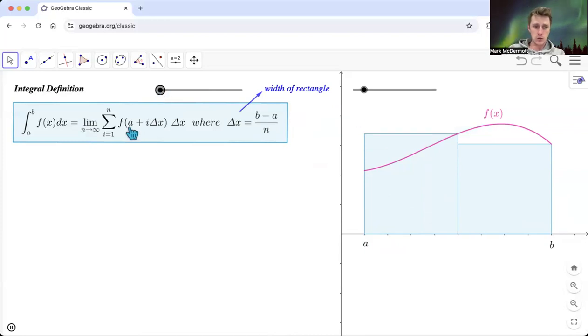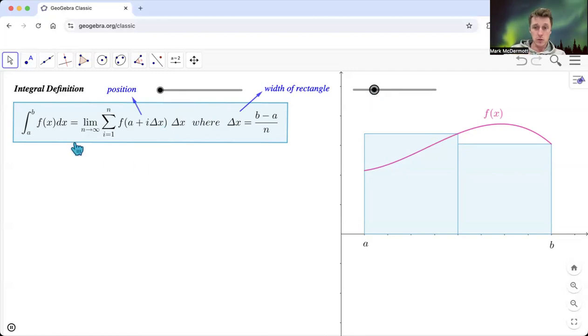Okay, the next thing we're going to look at is this thing inside here, which is challenging in itself. It says a plus i multiplied by delta x. What we're going to say about that is it's like the position. I'm going to explain this in more detail in a moment, but just keep that idea in mind: a plus i times delta x basically tells you where along the x-axis you're going to evaluate the height of the function, because we're taking f of that value. So it's going to tell you for which x value you're going to take the height of the function. Okay, so we'll come back to that in a moment.